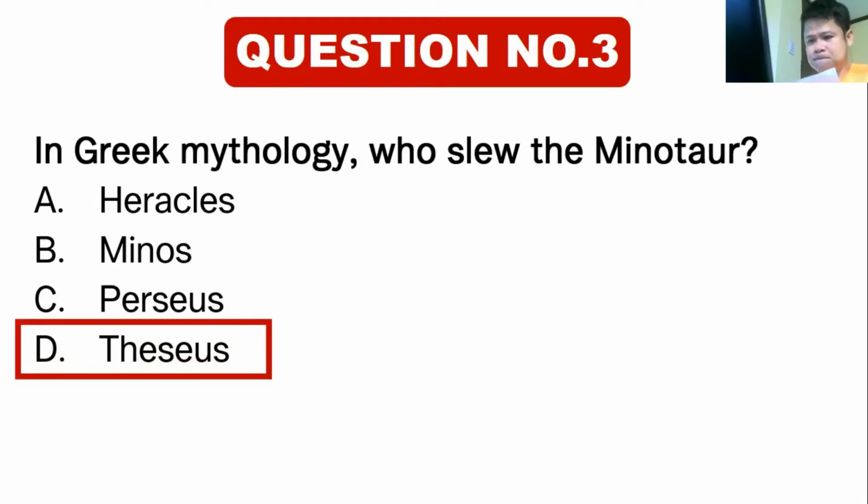Theseus. The Minotaur is also known as the bull of Minos, no? The bull of King Minos. It was the offspring of Pasiphae, the wife of King Minos. It was sent to Minos by the god Poseidon for sacrifice. But Minos, instead of sacrificing it, kept it alive. The Minotaur.